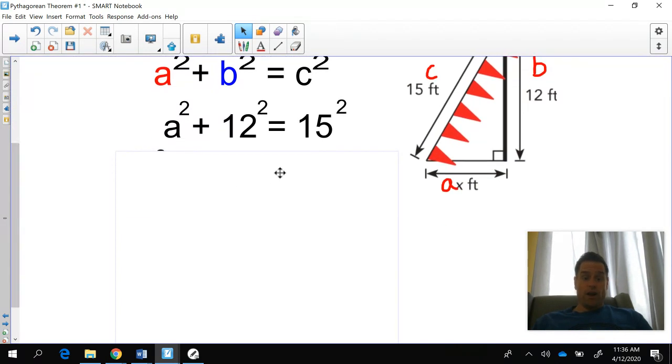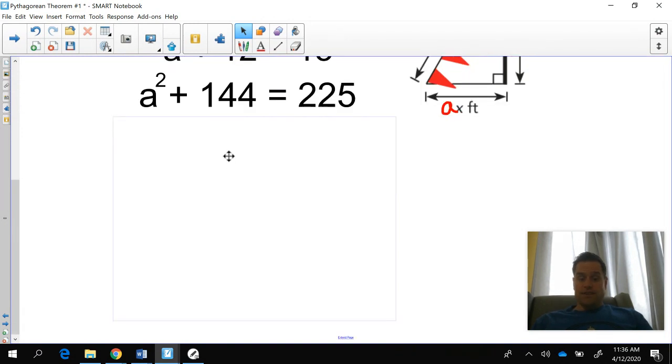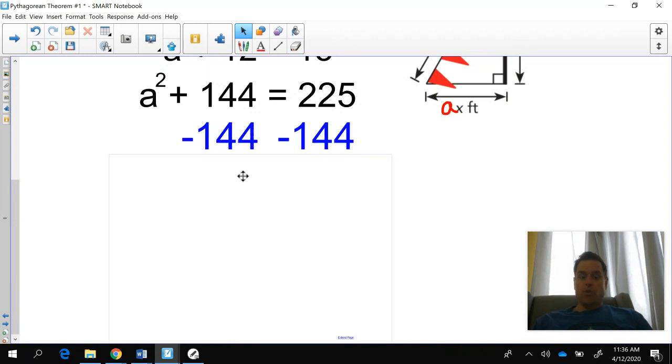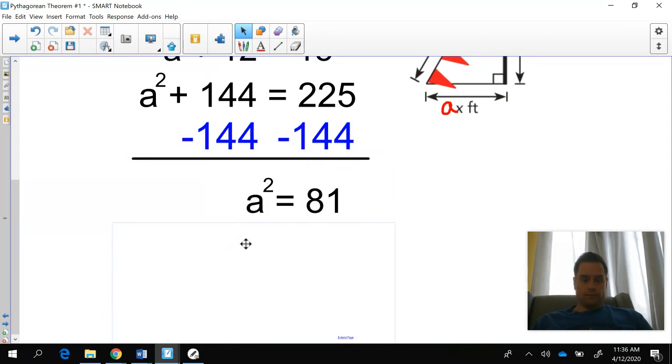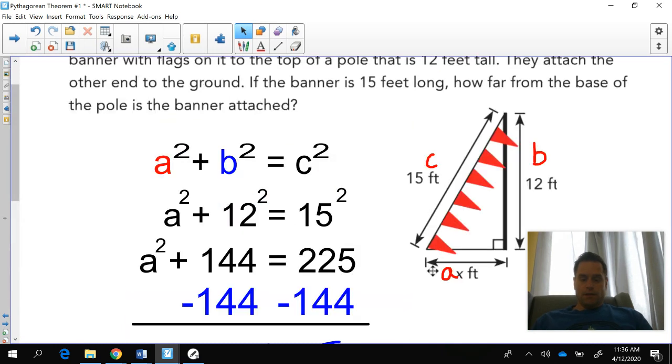We're going to square the numbers, 144, and that's going to be 225. You can guess this is very similar to a two-step equation. We're going to take away 144 from both sides. I'm hoping you could do some mental math right here, but we're going to find the square root of each to find out what X is going to be, in this case, A. And our answer is going to be A equals 9. Or in this case, 9 feet.